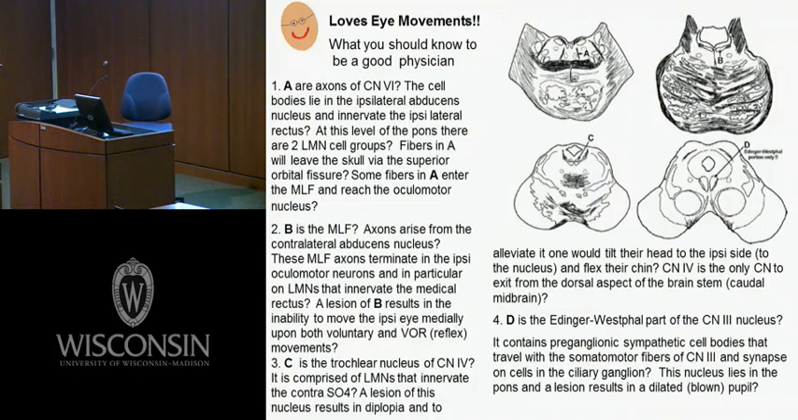John loves eye movements. Well, you're darn right I do. Let's go up here.